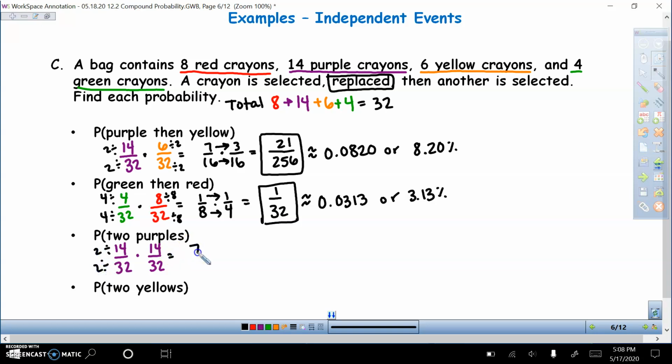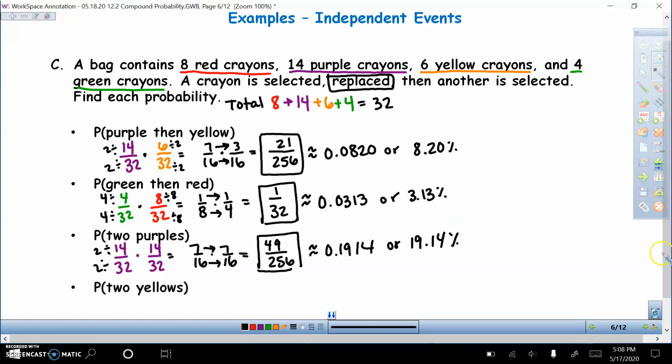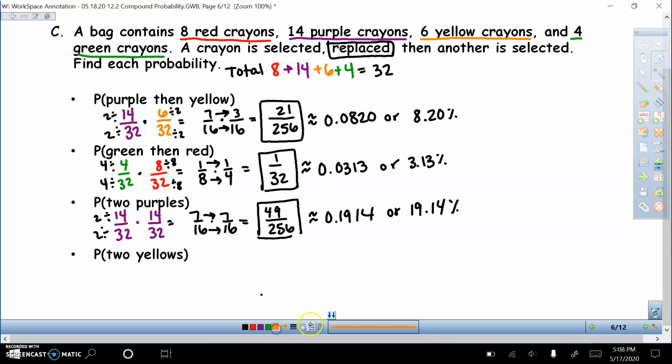So I end up with 7/16 times 7/16. Multiply straight across, so numerator times numerator, denominator times denominator to get 49 out of 256, which ends up being fairly likely. We end up with 0.1914 or 19.14%. All right, last one, 2 yellows.